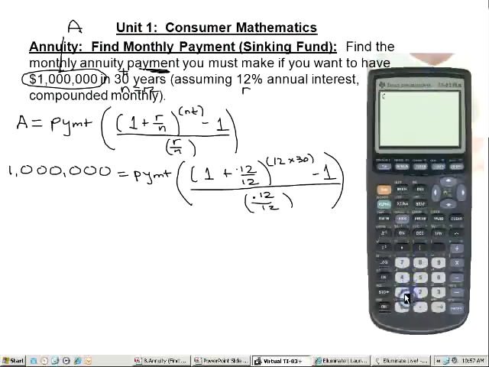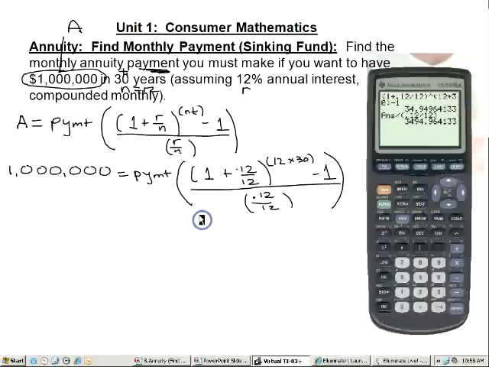So we'll type the numerator in first: parentheses 1 plus 0.12 divided by 12, close parentheses, raised to the parentheses 12 times 30, close parentheses, minus 1. That's the entire numerator. Enter. Divided by parentheses 0.12 divided by 12, close parentheses, enter. And so the value for this expression in the parentheses is 3,494, and then after the decimal we have 964,133.